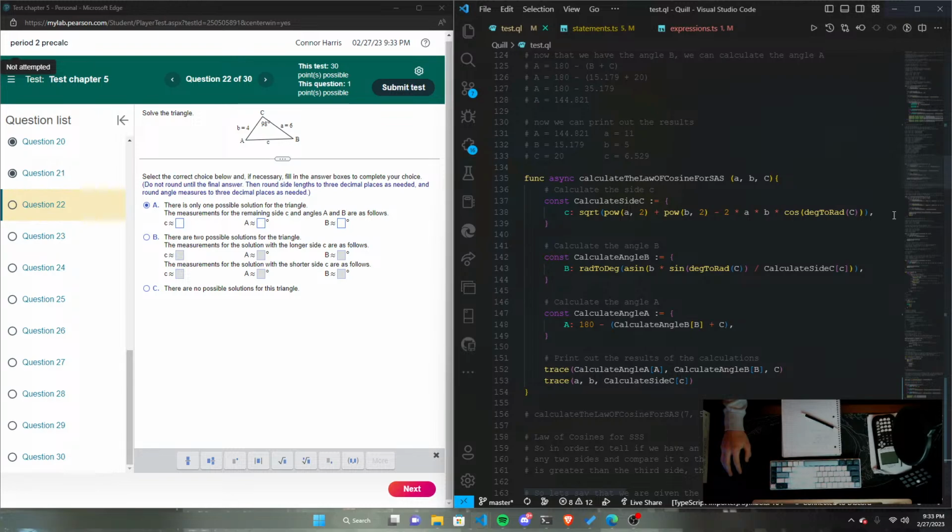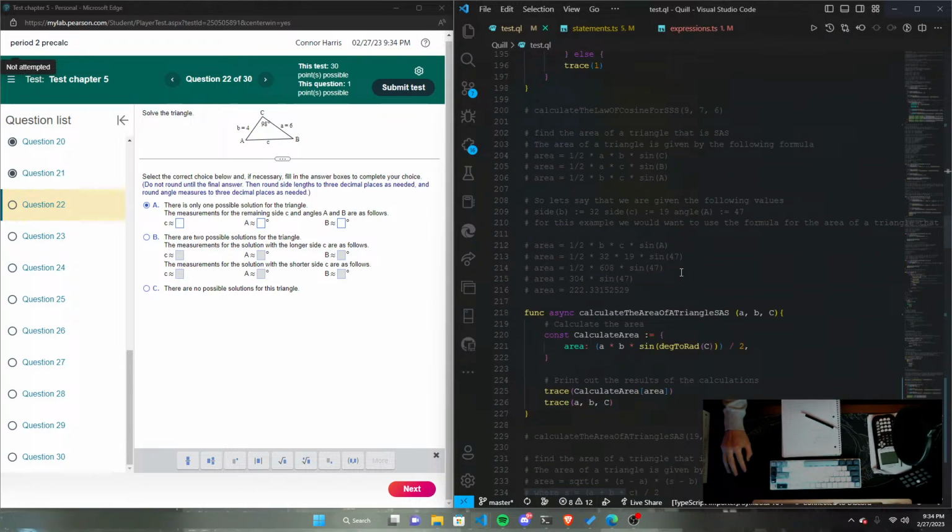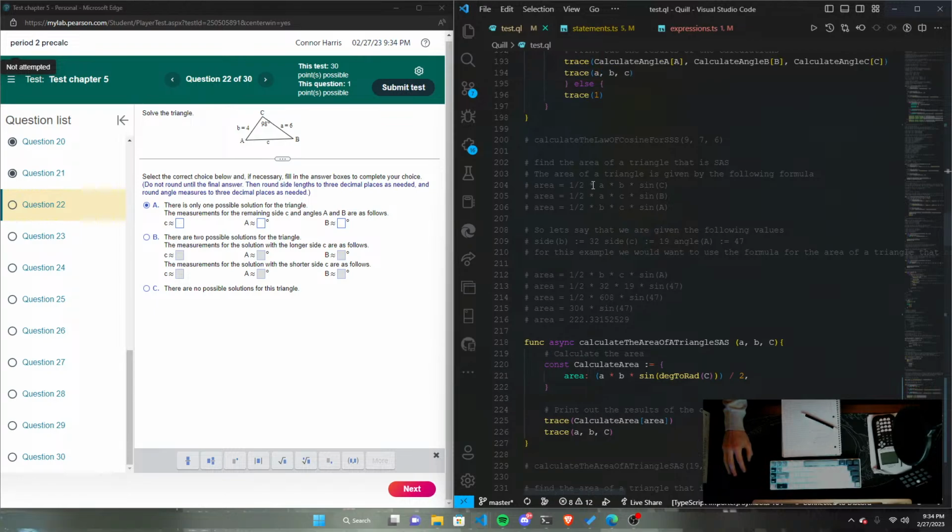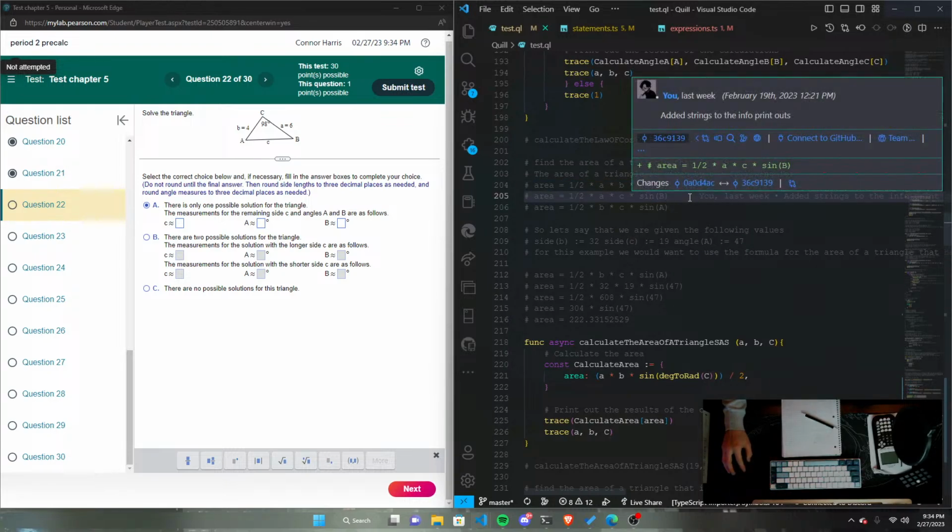Can you find the area? I don't remember what the formula for area is. It's like 1/2 pi r squared. Oh, is it 1/2 pi r squared? Yeah, I think it is. It should be. No, it's 1/2 times A times B times the sine of C, or whatever you're trying to find. So that one would be sine of C, and then it would be A times C, sine of B.